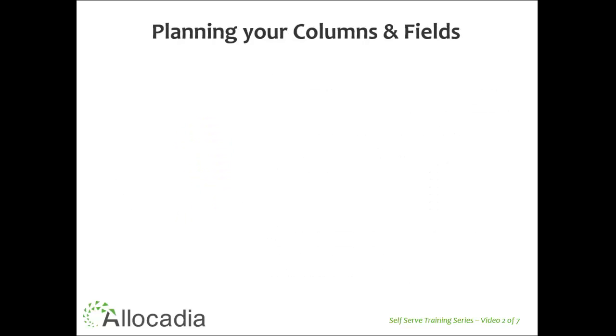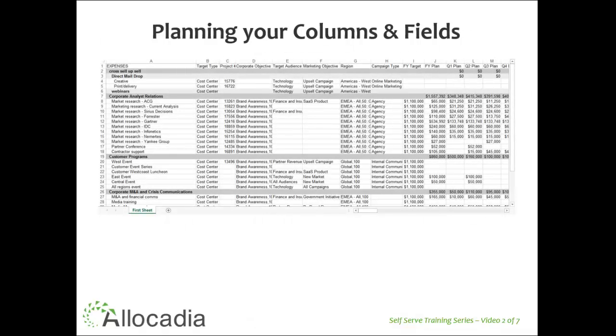Currently, your company tracks details relating to their marketing spend via an Excel spreadsheet, a proprietary software, or other software. If you look at the spreadsheet or software, you can see the details that are currently being tracked on your marketing spend. If your company previously used Excel for their budgeting and planning, then the column headers are the types of details being tracked. Using one of your previous budgets, make a list of detail types, also known as columns. For example, using this image, the list would include target type, project number, corporate objective, target audience, marketing objective, region, campaign type, FY target, plan, etc.